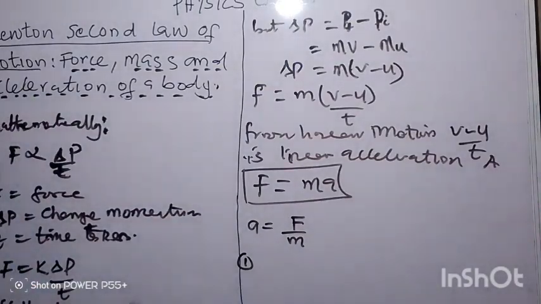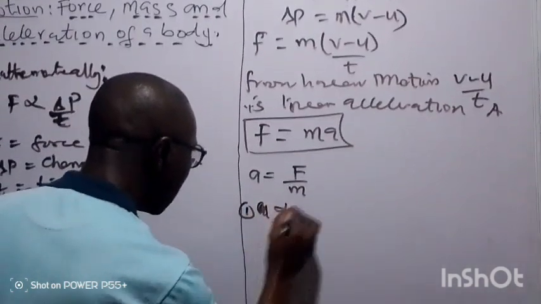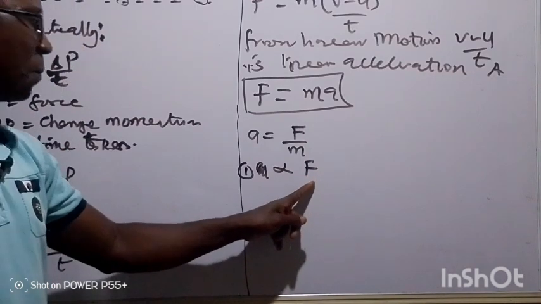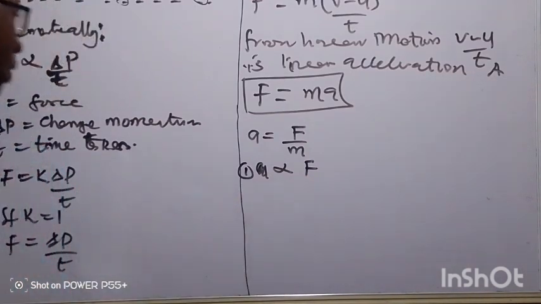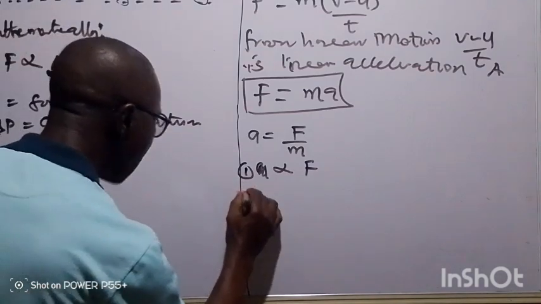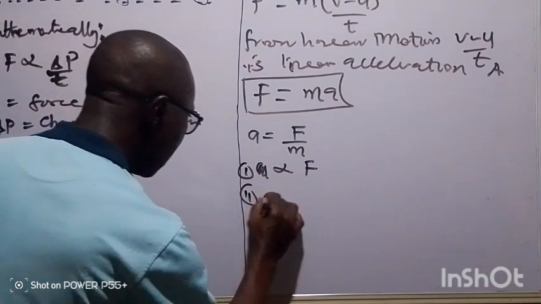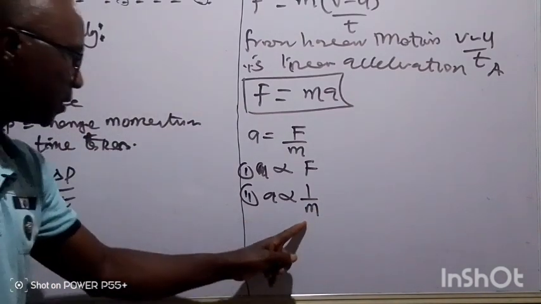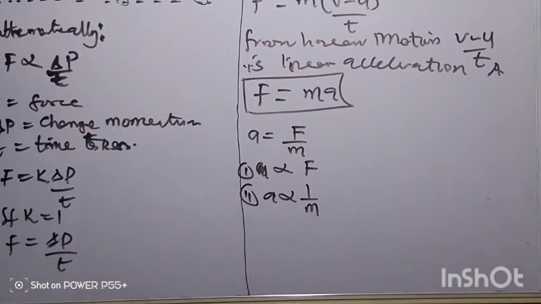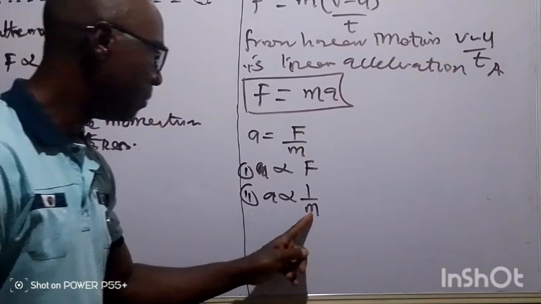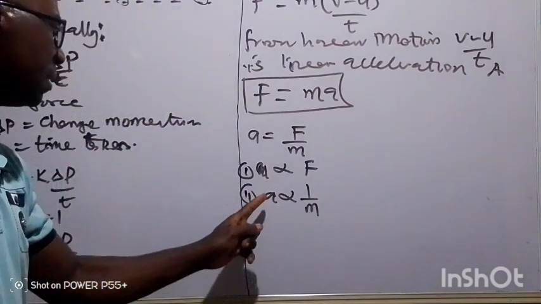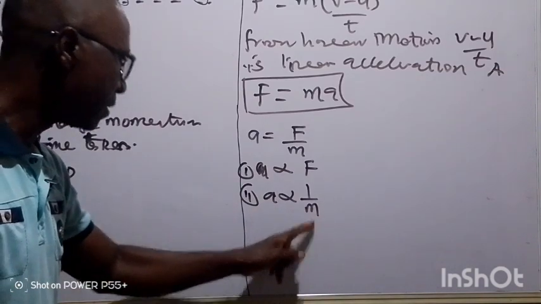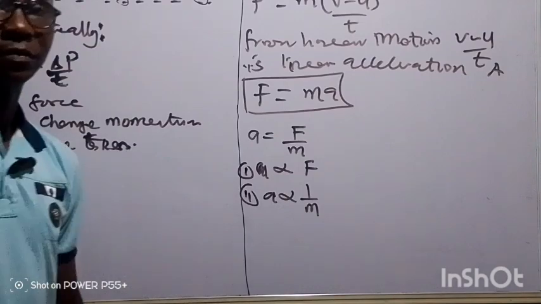So we can deduce from this formula now. One, a is directly proportional to F. That is, as you increase the force applied to a body, the acceleration is also increased. At the same time, two, a is inversely proportional to m. So the mass of a body will determine the rate at which it will accelerate. If a body has a larger mass, then it will have a smaller acceleration. And if a body has a smaller mass, it will have a larger acceleration.